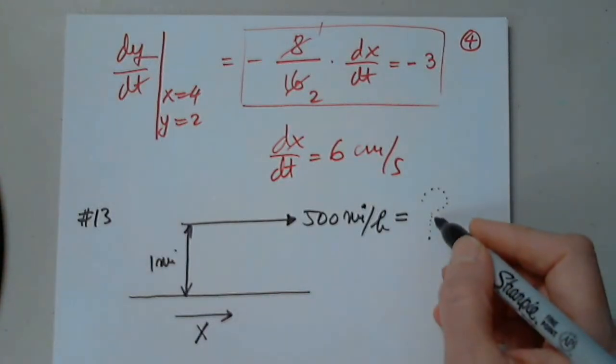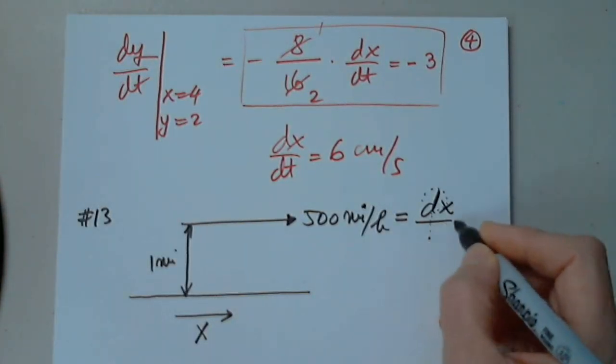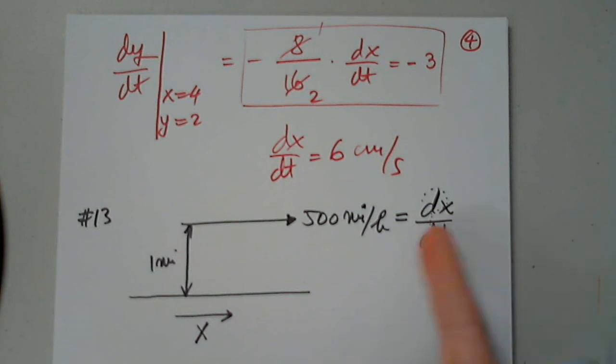Would it be dx over dt? Absolutely. X, because it's distance in miles, hours. Okay, perfect. Awesome. Let's read on.